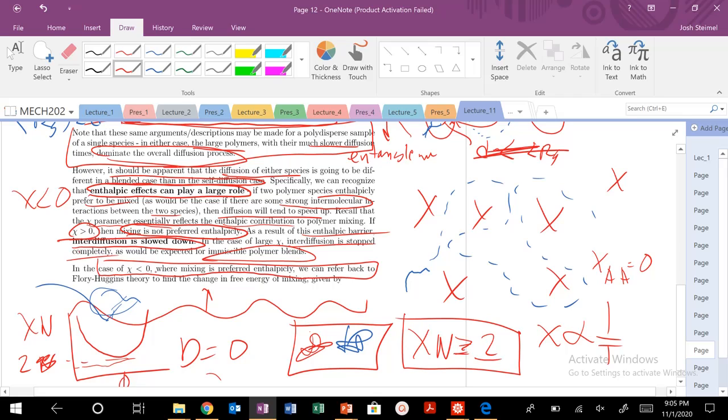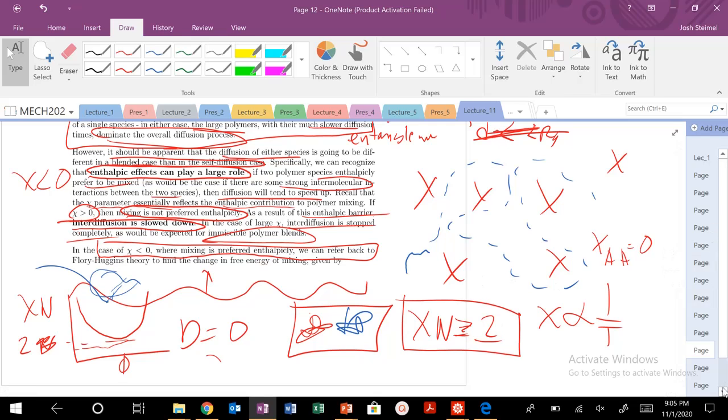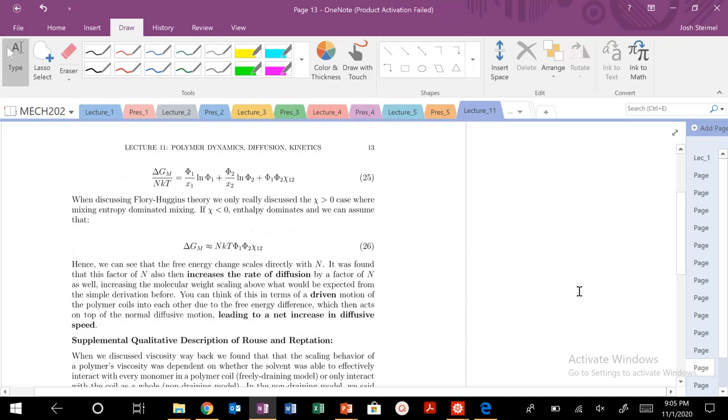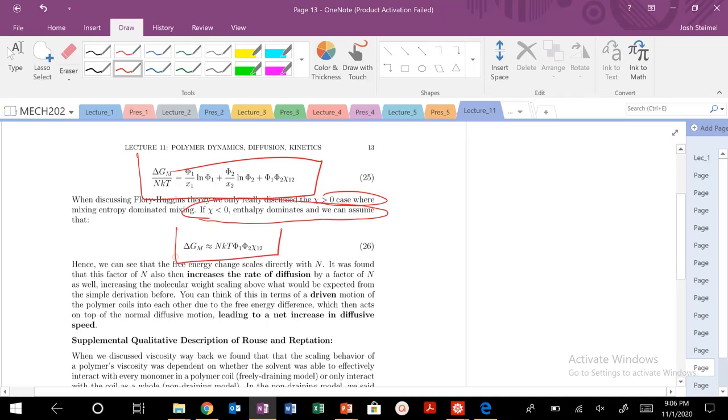However, if chi is less than 0 and you prefer to mix enthalpically, looking back at lecture 4, the free energy of mixing, we've only discussed one case, but if it's less than 0, the enthalpy is going to dominate our mixing. You can see this factor of n here, and that free energy scales with n. It's found experimentally that this factor of n will increase the rate of diffusion by an additional factor of n, increasing the molecular weight scaling from the previous derivation.